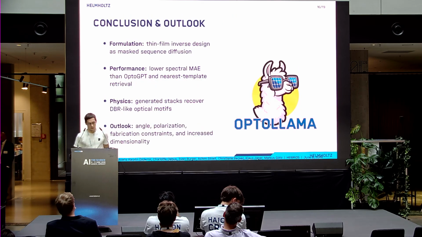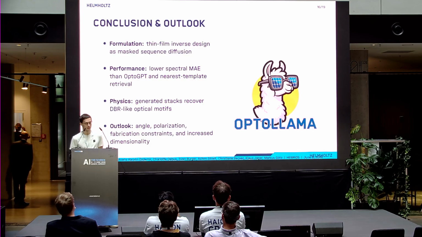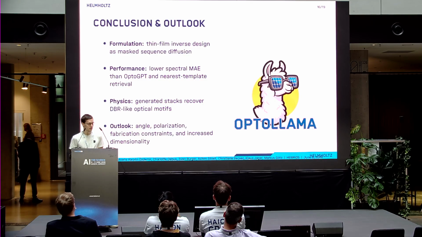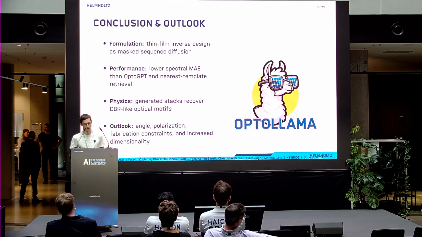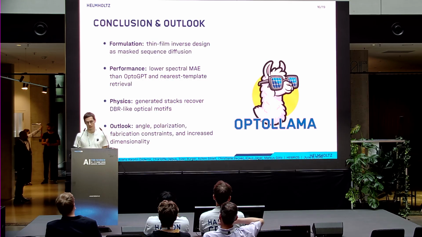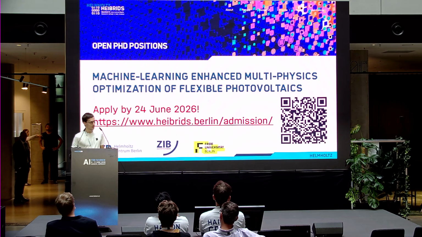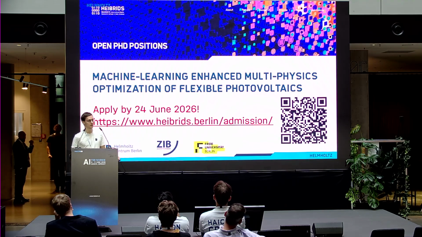So this brings me to my conclusion. OptoLlama is the first to use masked sequence diffusion on thin film inverse design. It's performing quite well against the nearest neighbor, and also against an autoregressive OptoGPT. It can recover some physical motifs, and for an outlook we want to scale up the dimensions, and also make the simulations a bit more realistic, because they're relatively simple at the moment. Then a quick heads up, we have an open PhD position at HZB and ZIP from Hybrid Grad School, and thank you for your attention.